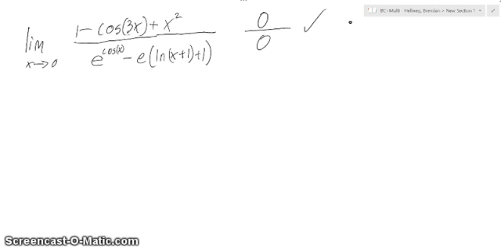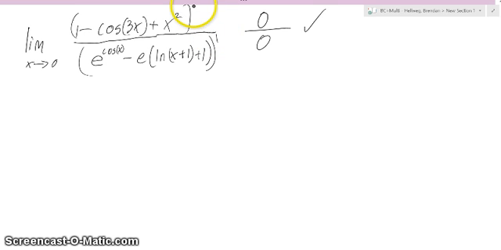So we can apply L'Hopital's rule by deriving the top and the bottom separately, and that's going to hopefully take us to a simpler version of the function that should altogether be easier for us to solve.